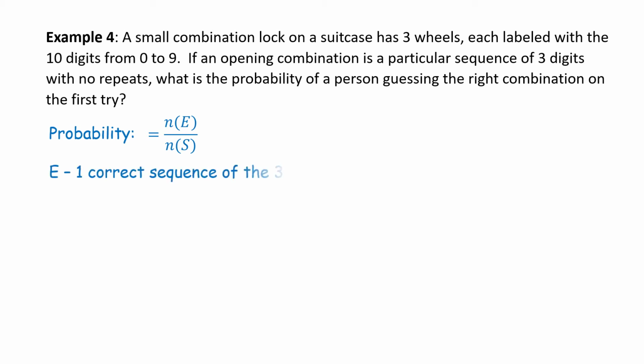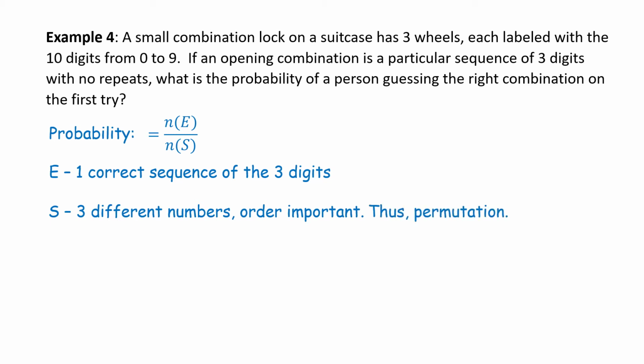Our event is one correct sequence of the 3 digits. We don't want more than one correct sequence of digits. Our sample space is 3 different numbers, and the order is important. Thus, this is a permutation. So the number in our sample space will be computed as a permutation. We're going to pick 3 from 10. That would be 10 permute 3.